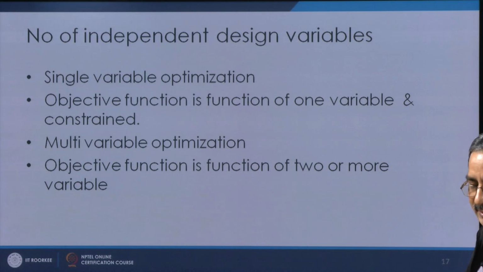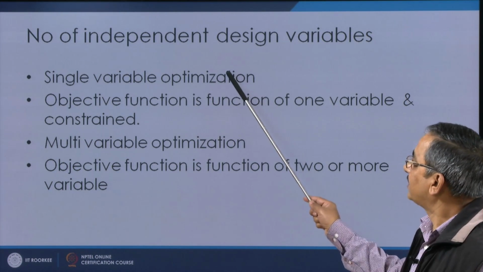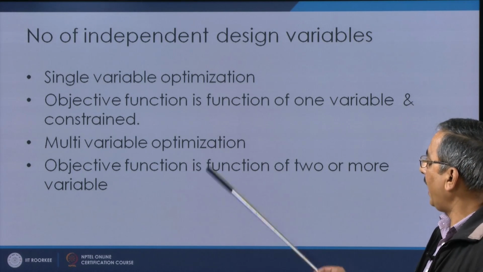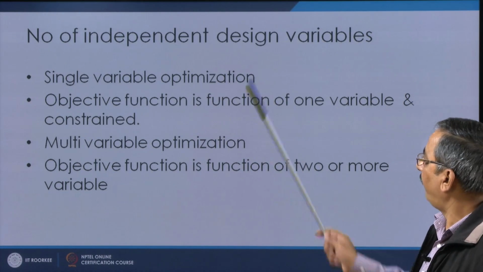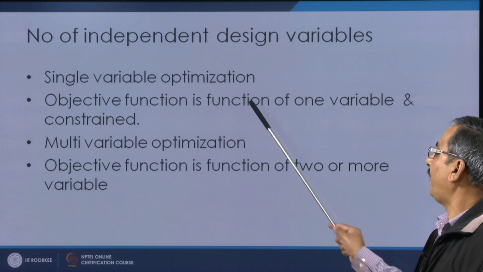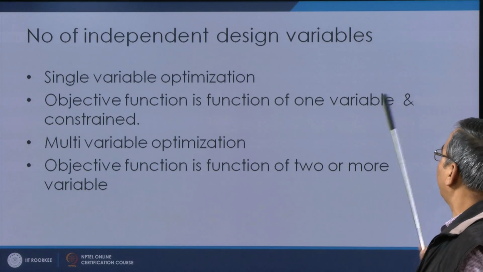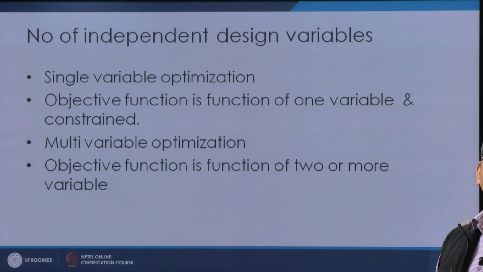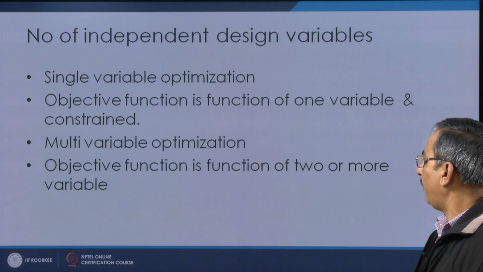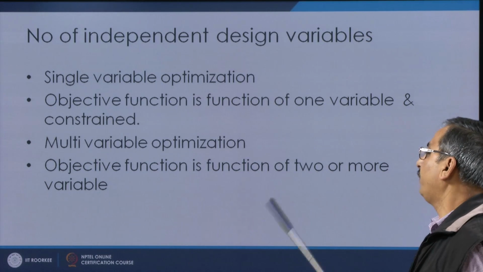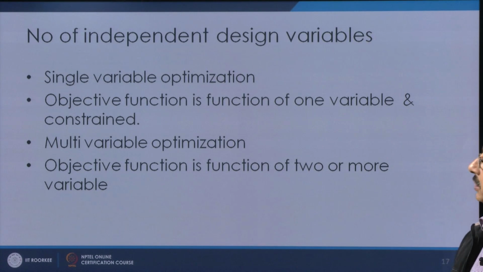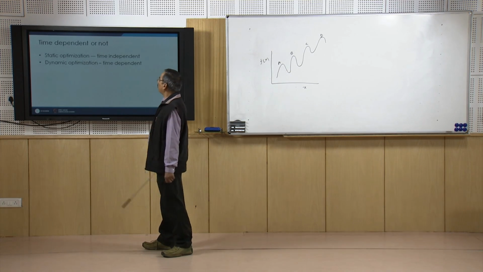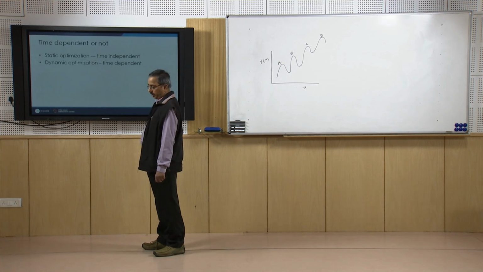Then, the number of independent design variables. Based on this we can classify an optimization problem as a single variable optimization problem or a multivariable optimization problem. In case of single variable optimization, the objective function is a function of one variable, and of course constraints. And in case of a multivariable optimization problem, the objective function is a function of two or more variables.